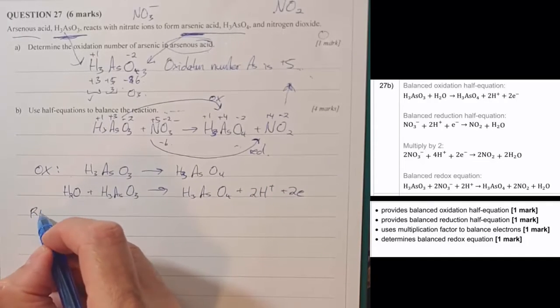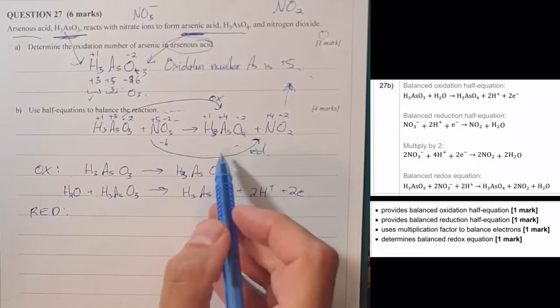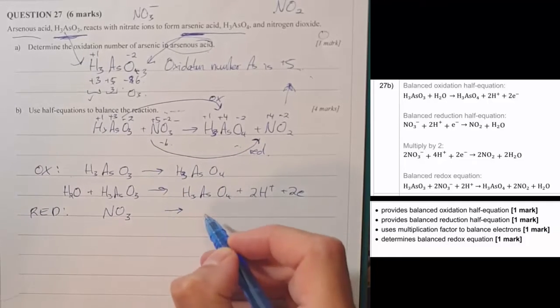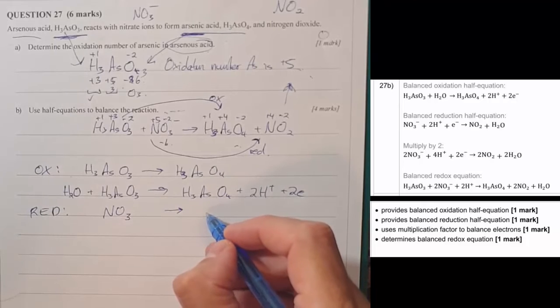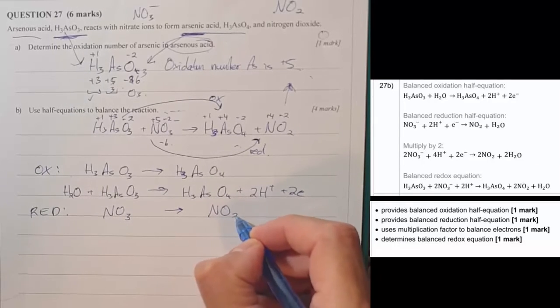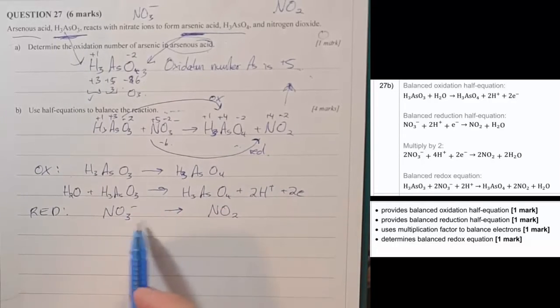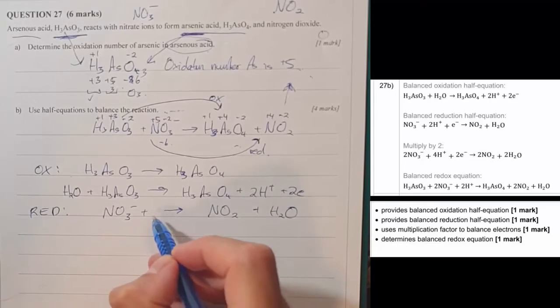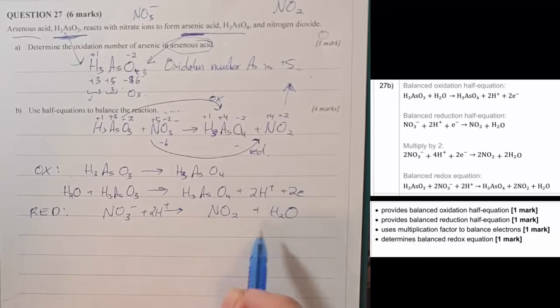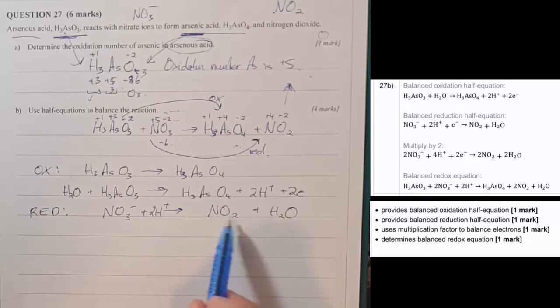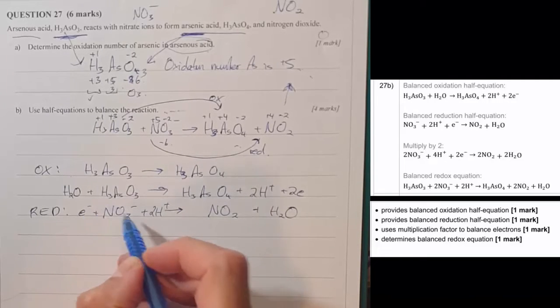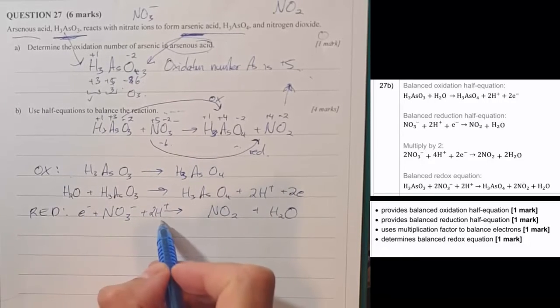Okay, reduction time. The reduction one is NO3-. I wonder if I could just leave this in one line, that would be convenient. NO2, NO3 minus. So H2O to balance the oxygens, 2 H pluses to balance the H's. Now I need to balance electrons. So I need another electron over here, so that makes sense. So there's overall no charge, and that makes sense.